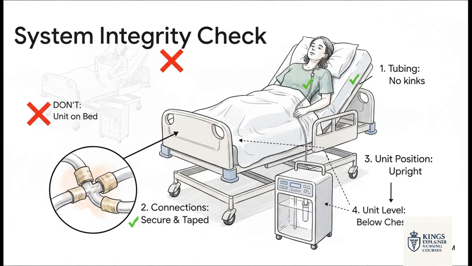1. Trace the tubing from the patient to the box. Look for any kinks or any big droopy loops hanging down. We call those dependent loops, and they can trap fluid and block the system. 2. Check every connection. Make sure they're all tight and securely taped.